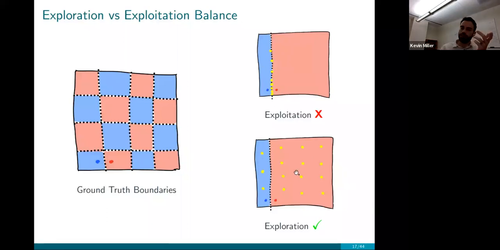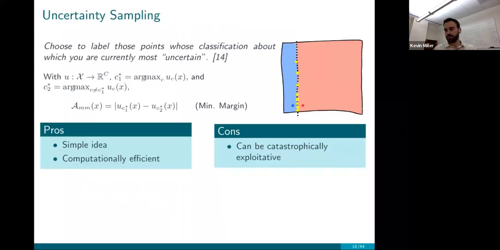So exploration, on the other hand, would be more likely to be able to capture all these different checkerboard patterns here. So the point here is that in the low label rate case of active learning, it's imperative that we explore prior to exploiting. And so we want to design acquisition functions that will be guaranteed to explore prior to exploitation. So that leads me to my first example of an acquisition function, which is uncertainty sampling. And uncertainty sampling is sort of the de facto standard acquisition function used in active learning.